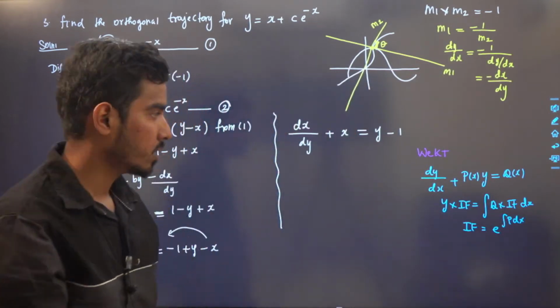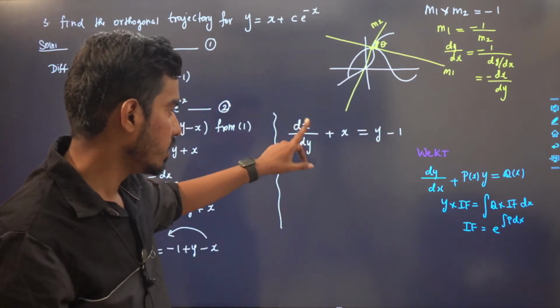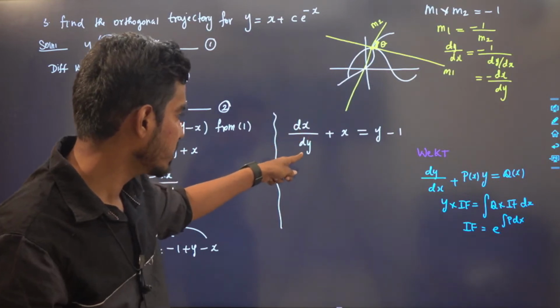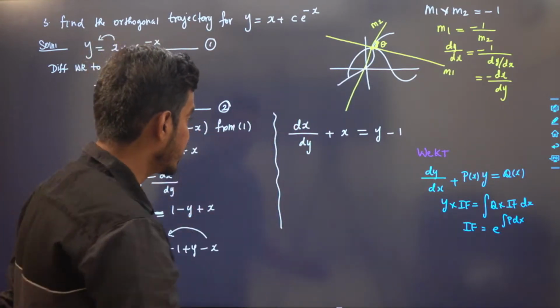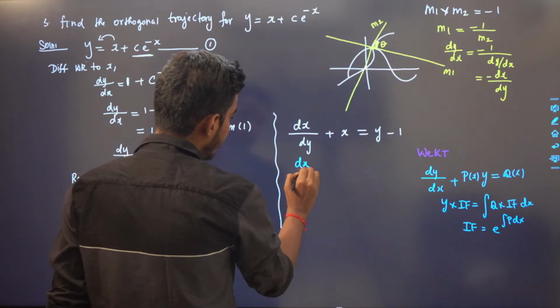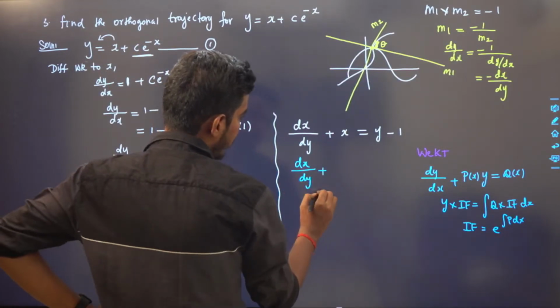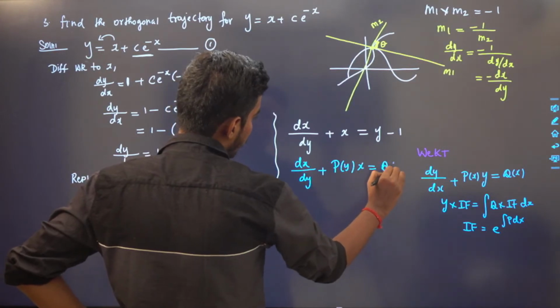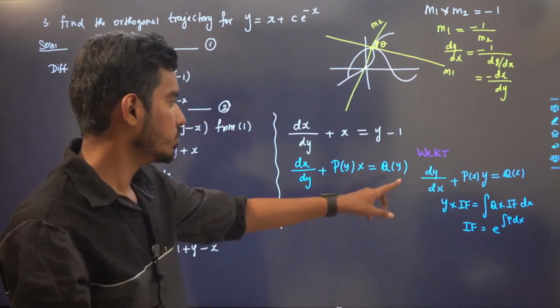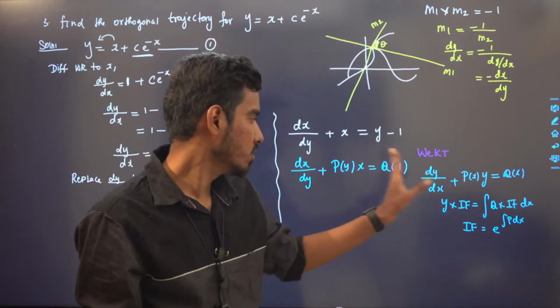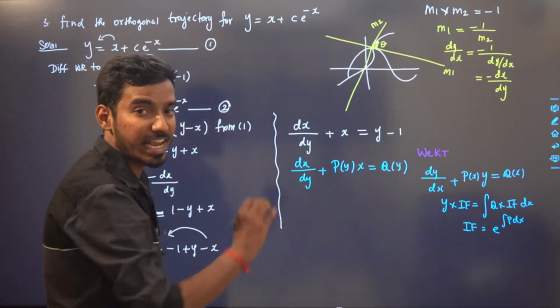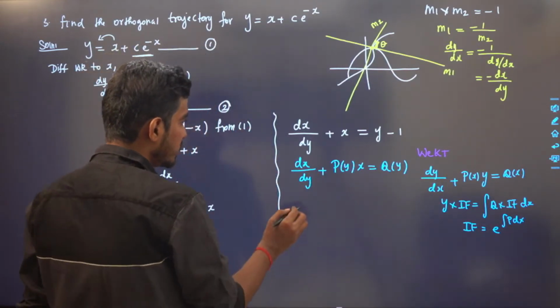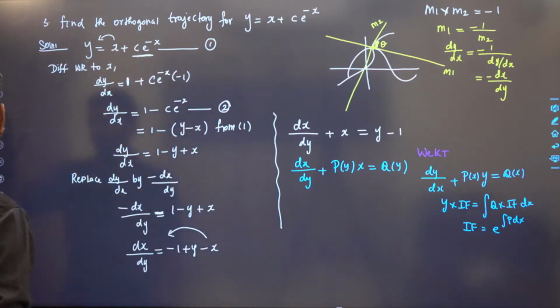This we have already done. But here this is reversed. Instead of dy by dx, we have dx by dy. So you compare with dx by dy, some function of y into x, some function of y. That's it. So you just replace x by y. This is a linear differential equation in x. So therefore, the solution is, first you find the integrating factor.